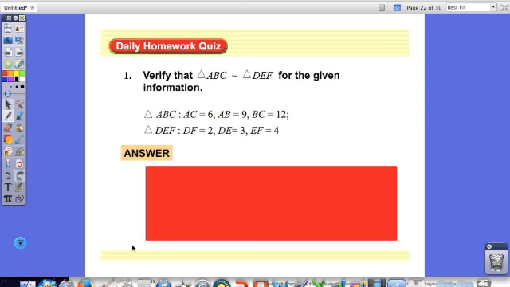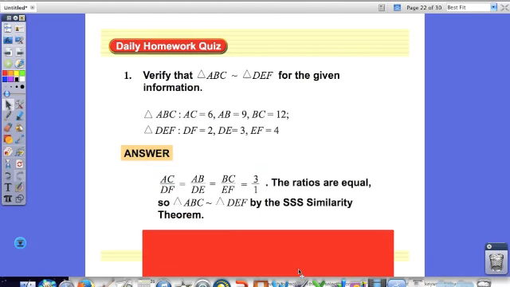So they want us to verify that triangle ABC is similar to triangle DEF for the given information. So they're telling us that AC is 6, DF is 6. So that's a ratio of 3 to 1. AB to DE is a ratio of 3 to 1. And BC to EF is a ratio of 3 to 1. So they are similar, and that is the side-side-side similarity theorem.